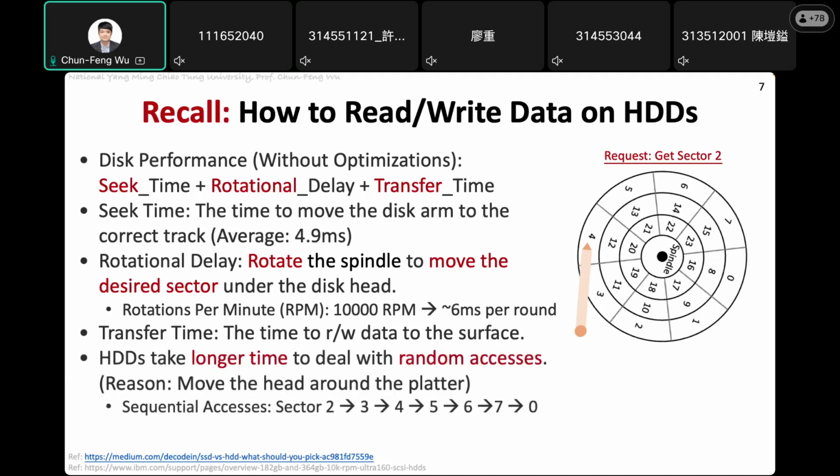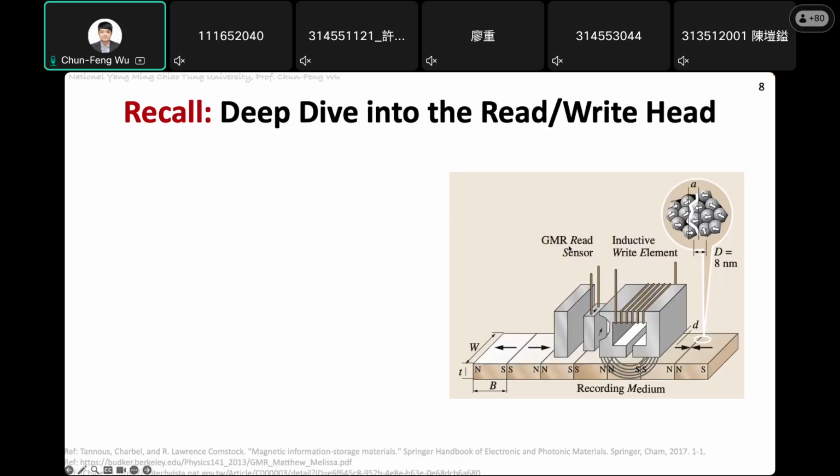Okay. Because a hard disk drive has mechanical components inside, if you can get the data aligned with the directions of the disk rotation, then you can get the data super fast. So for hard disk drives, sequential access is super important. Random access will be super slow, because if we are going to move the head around the disk, it will take a lot of time. So a better access pattern is to minimize the head movements in these situations.